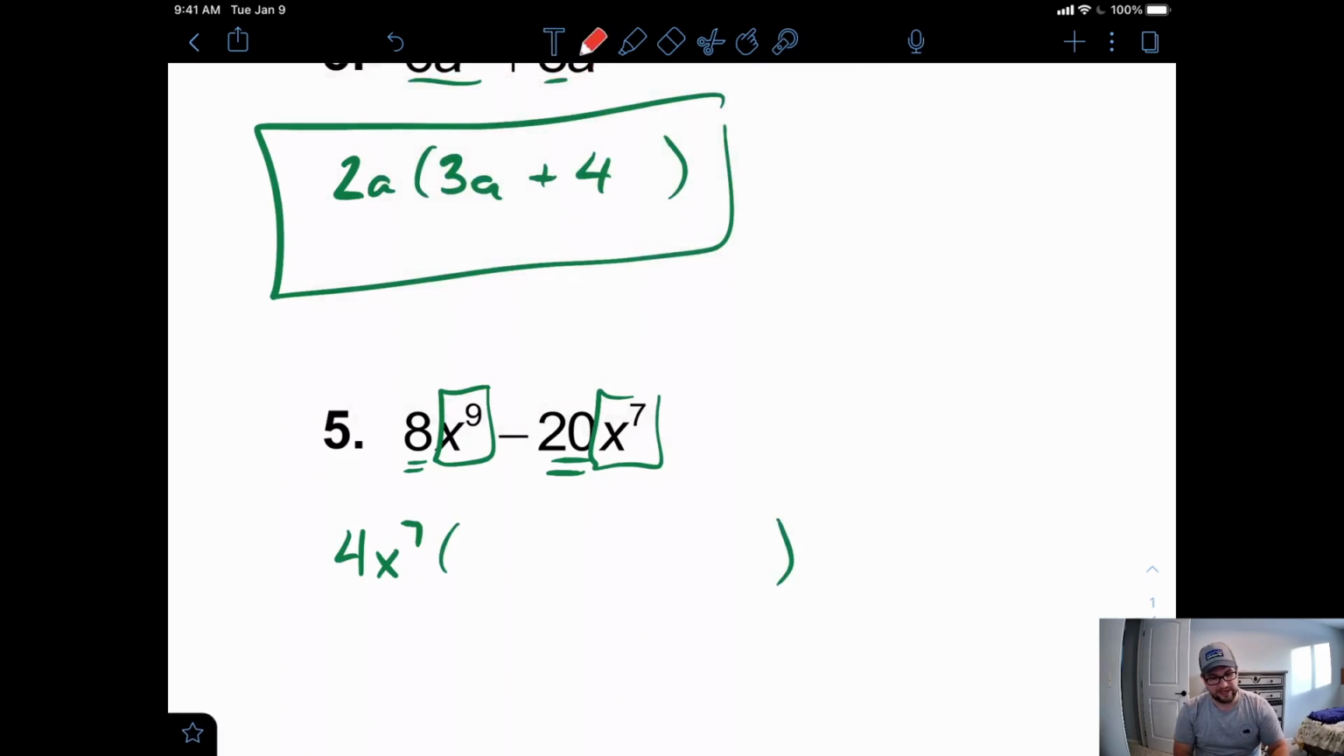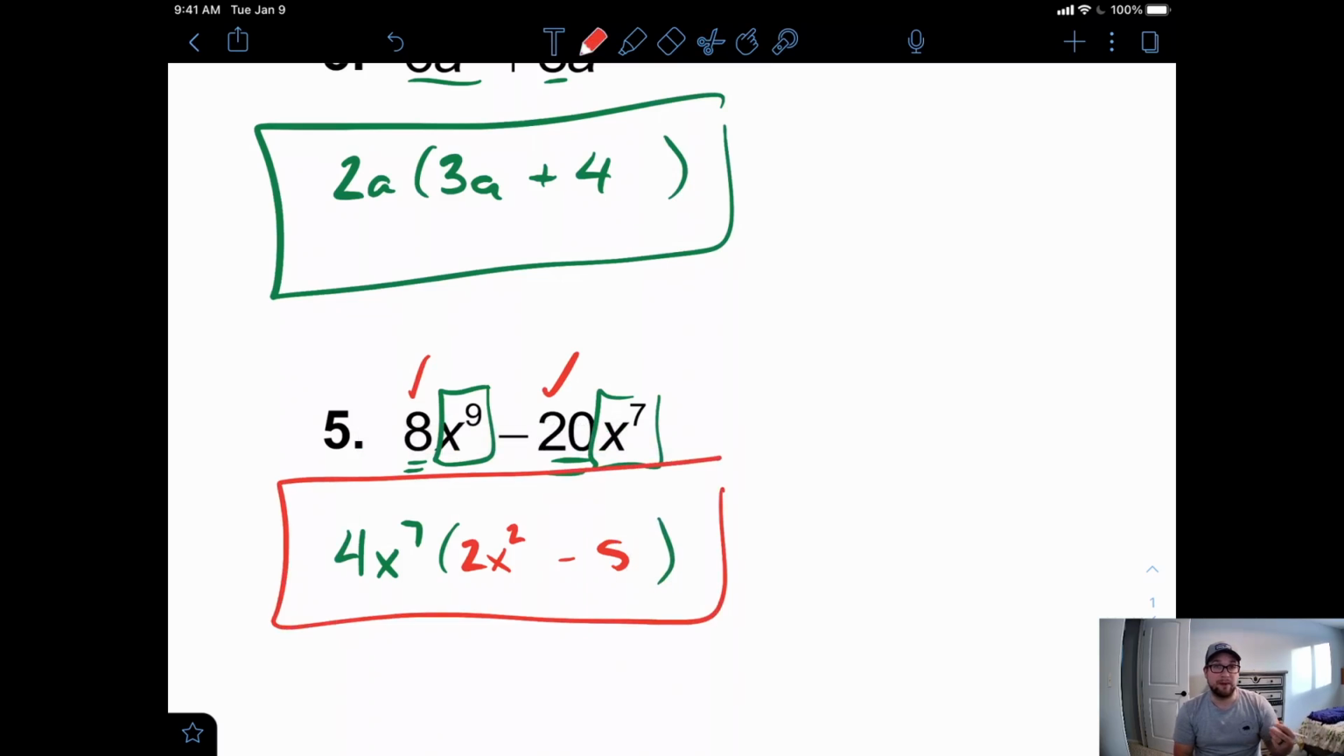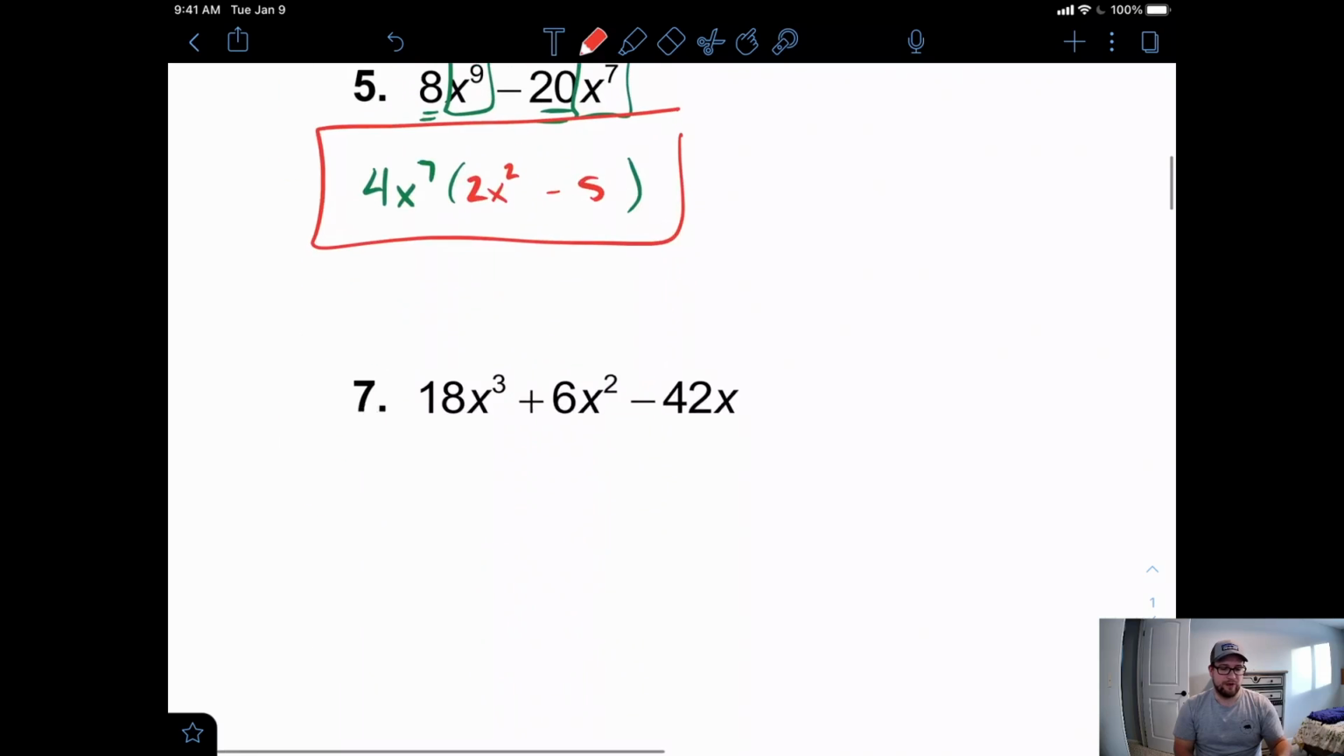Well, 4 times 2 would equal the 8. And if I have 7 x's already, I wanted to have 9, so that means I just need 2 more right here. And then 4 times negative 5 equals that negative 20. And then I wanted 7 x's. It looks like I'm already getting 7 x's, so I don't need to worry about more, which means this will be my final answer.